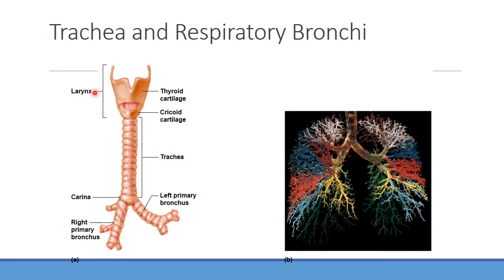Looking at this, you can see that cricoid cartilage I mentioned. Notice how it's underneath the thyroid cartilage, which leads up into the Adam's apple there. This is the larynx, the trachea, and then you have your different bronchi.